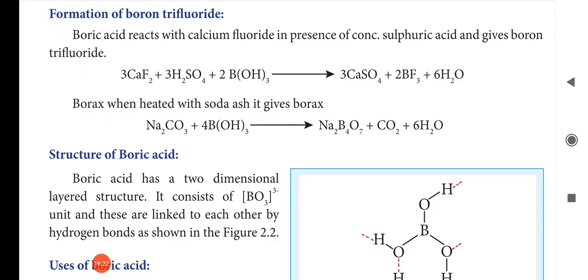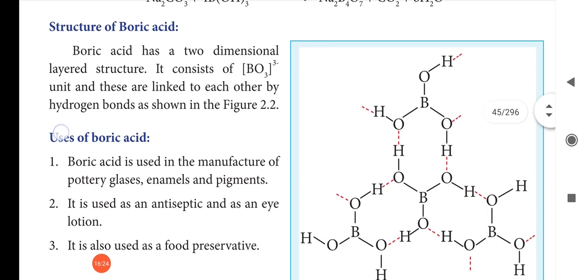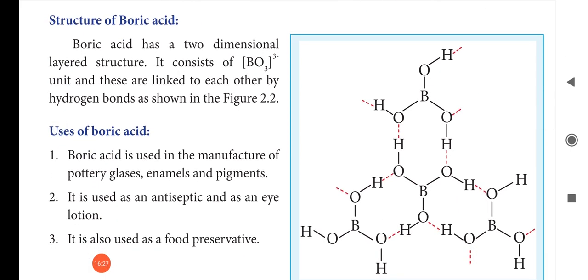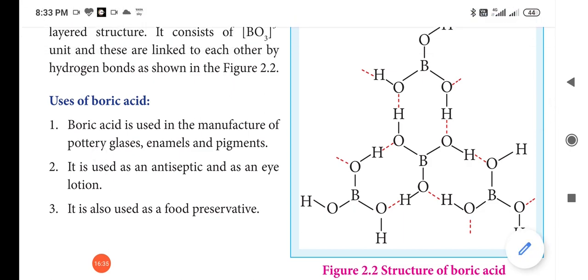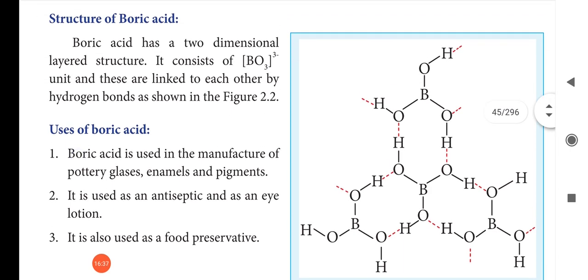Structure of boric acid. So boric acid has a two-dimensional layered structure. Two-dimensional means this is a two-dimensional structure, as they have given you. Three-dimensional means there will be linking in all directions.